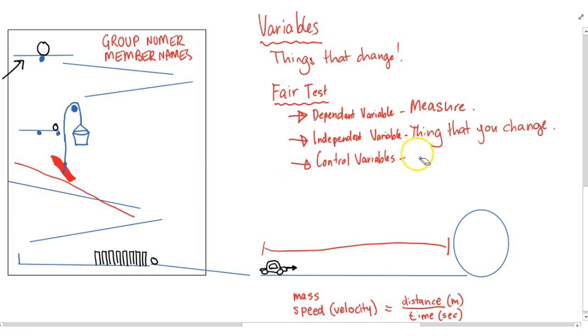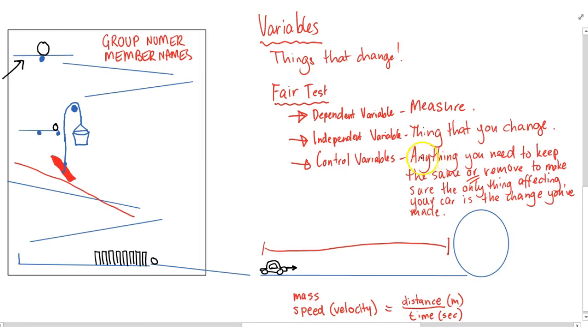Anything you need to keep the same so that it makes it a fair test is what we call a controlled variable. So I've written here anything you need to keep the same or remove, I'll explain that in a second, to make sure that the only thing affecting your car or its dependent variable is the change that you've made. Now I've said here remove because there are some things that we actually just remove entirely to try and keep our tests fair. And I'm not talking about things on your machine.